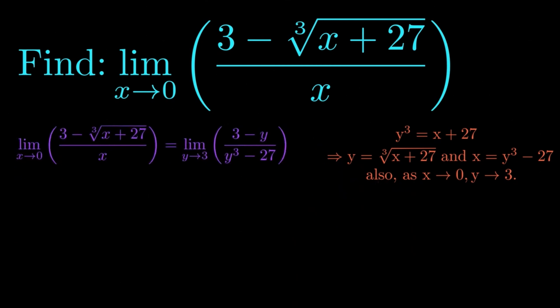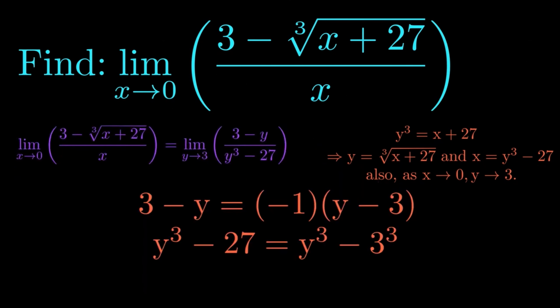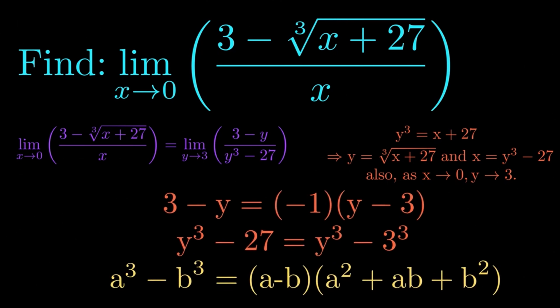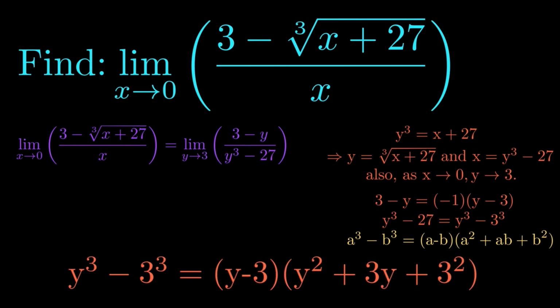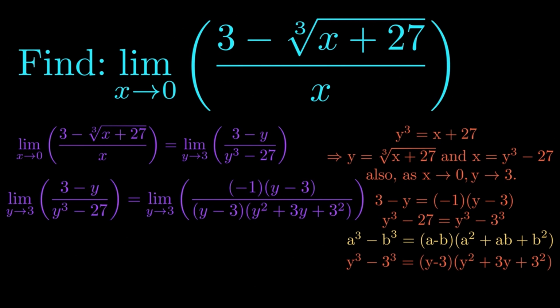Now we can rewrite the numerator as minus 1 multiplied by y minus 3, and we can rewrite the denominator as y cubed minus 3 cubed, because 3 cubed is equal to 27. Now using the difference of cubes formula, which we've written in yellow right here, we can factor the denominator as y minus 3 multiplied by y squared plus 3y plus 3 squared. This allows us to rewrite our limit as the limit as y approaches 3 of minus 1 multiplied by y minus 3 divided by y minus 3 multiplied by y squared plus 3y plus 3 squared.